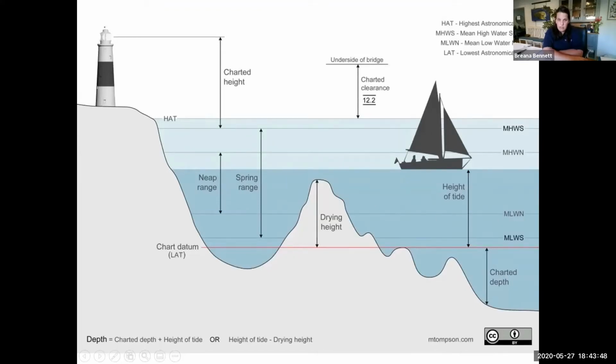So I think now I have my visuals. I like to draw my visuals out. Okay, so here we're looking at the charted depth. So this is what the chart says the depth is. And then this is the height of tide. The blue line here is water at any given time. So the height of tide is applied to the charted depth. We also have a visual here of the neap range and spring range from your mean high waters and mean low waters.